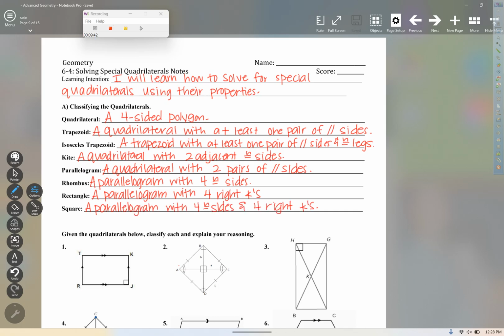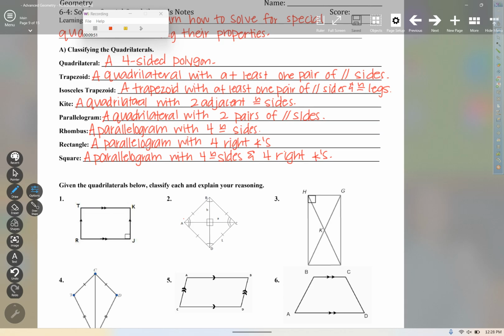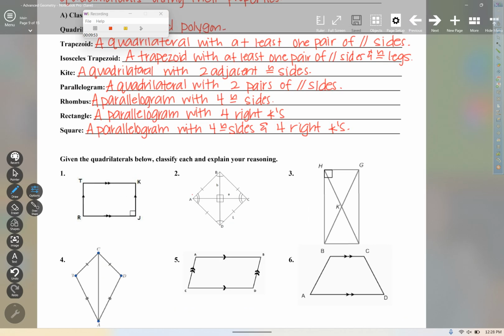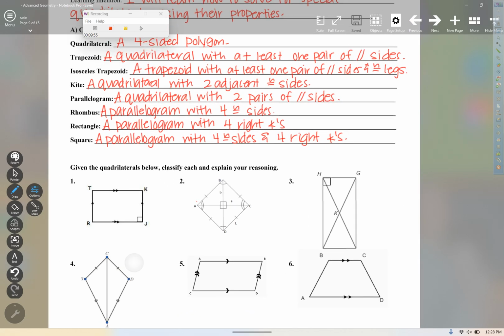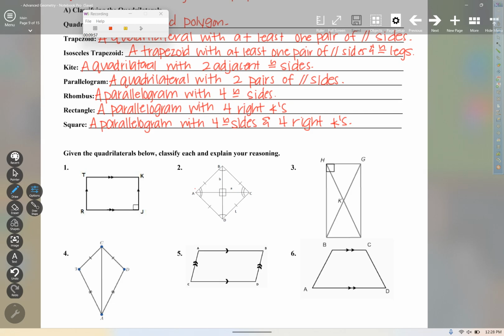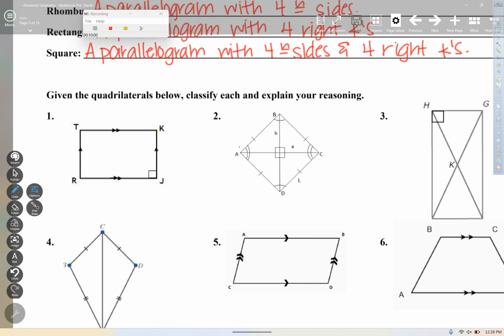These are definitions you need to know for test day, but I did want to just review them. We've been going over them for a few weeks here. So using the definitions, see if you can figure out which one is which. Given the quadrilaterals below, classify each and explain your reasoning.